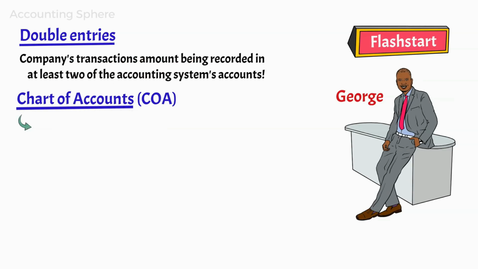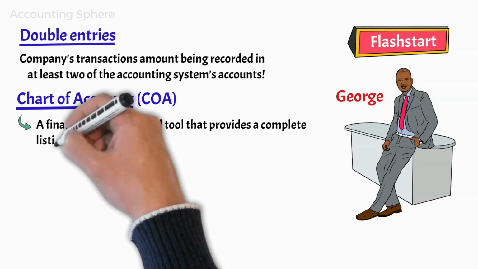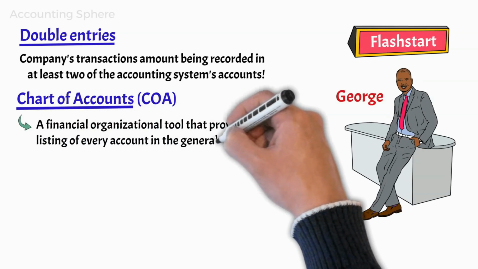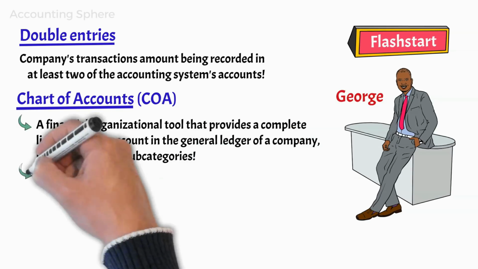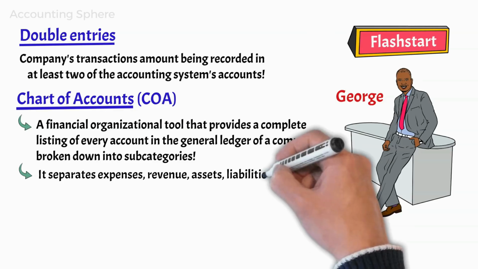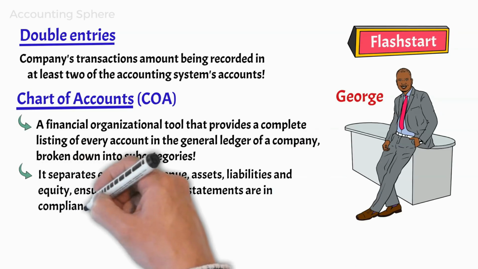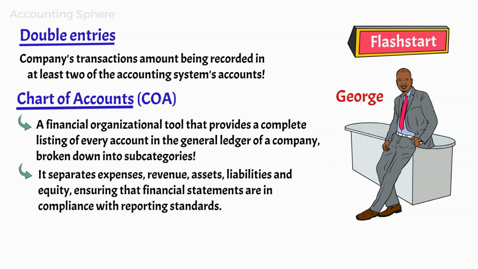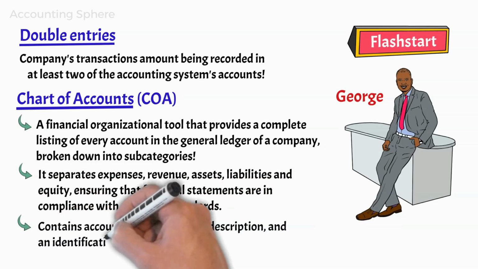A chart of accounts, known as COA, is a financial organizational tool that provides a complete listing of every account in the general ledger of a company, broken down into subcategories. It separates expenses, revenue, assets, liabilities, and equity, ensuring that financial statements are in compliance with reporting standards. To make it easier for readers to locate specific accounts, each chart of accounts typically contains accounts by a name, brief description, and an identification code.